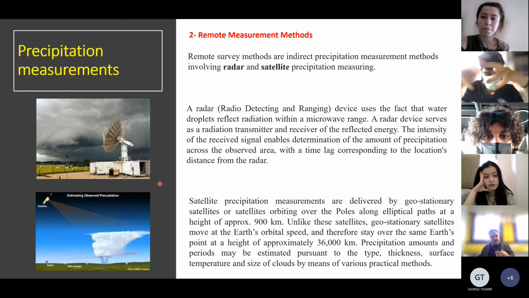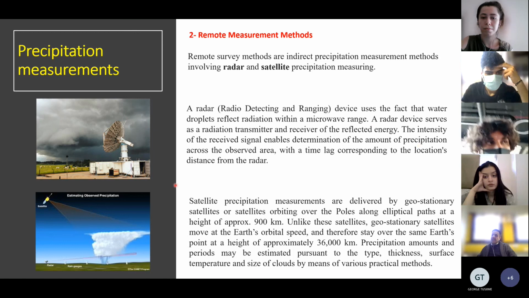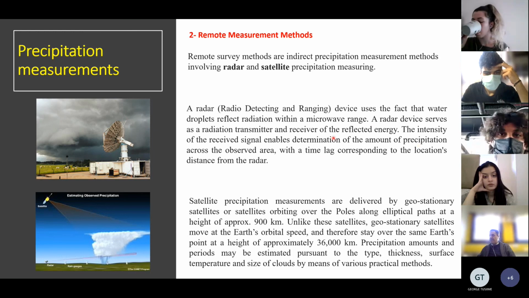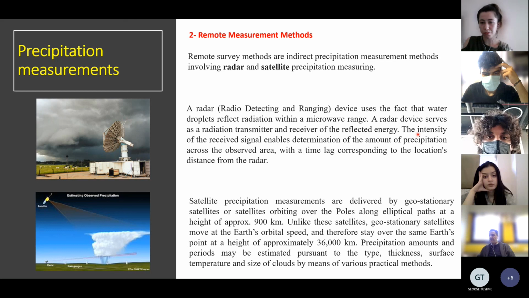Remote survey methods are indirect precipitation measurement methods involving radar and satellite precipitation measurements. You know, satellite technology is newer than radar technology. A radar, or radio detecting and ranging device, uses the fact that water droplets reflect radiation within a microwave range. A radar device serves as a radiation transmitter and receiver of the reflected energy. The intensity of the received signals enables determination of the amount of precipitation across the observed area, with a time lag corresponding to the location's distance from the radar. Yeah?